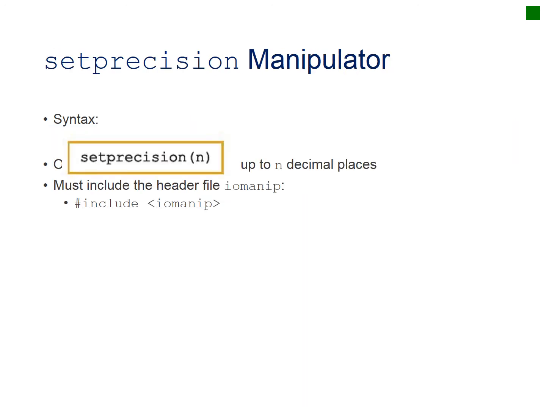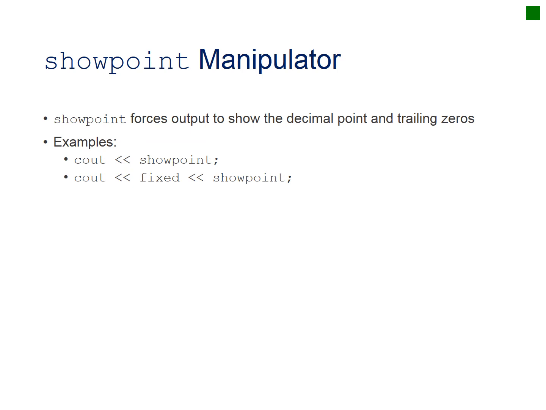Let's look at some manipulators to help us format output. The setprecision manipulator. The syntax for the setprecision manipulator is setprecision(n). This manipulator outputs decimal numbers up to n decimal places. The showpoint manipulator forces output to show the decimal point and trailing zeros.